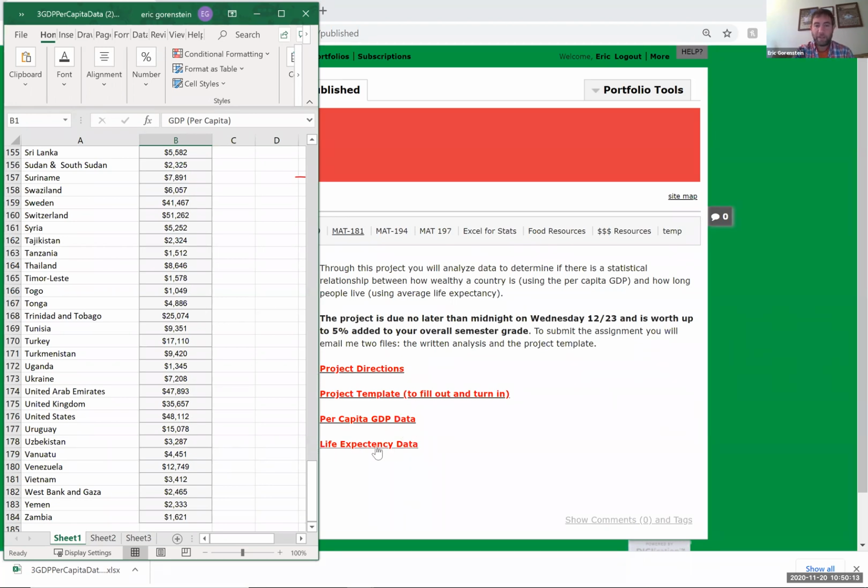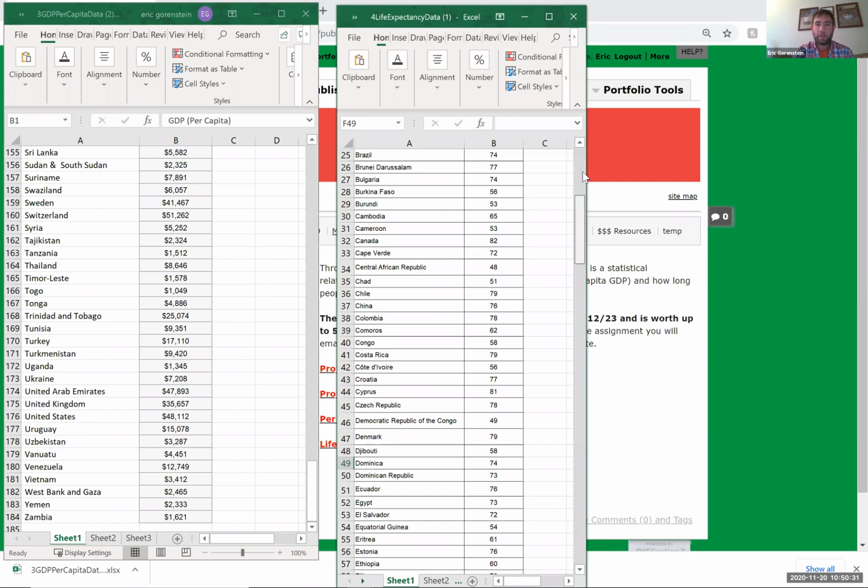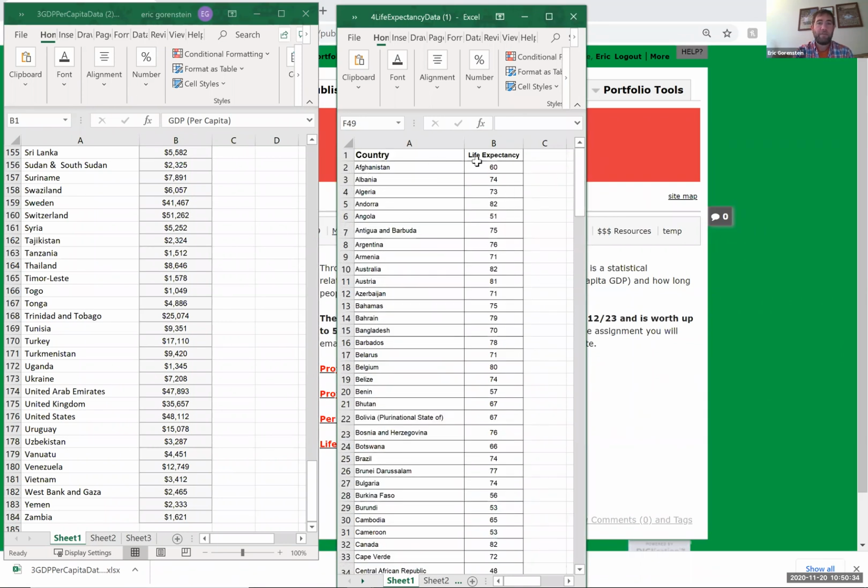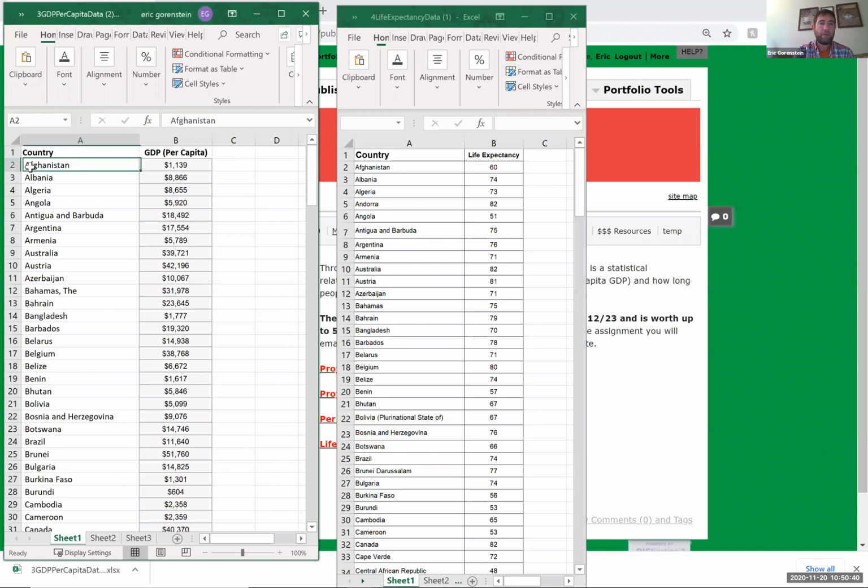The other file, life expectancy data. Let me pull that over from my other screen. It lists, again, for each country in the world, the average life expectancy. So Afghanistan, you have two values. You have their per capita GDP, and you have the life expectancy of people living in that country. Then Albania, per capita GDP, Albania, life expectancy.